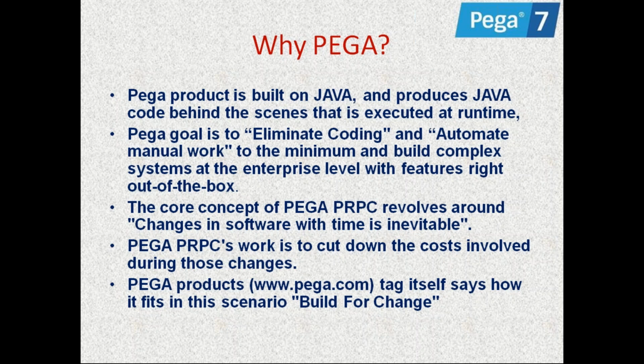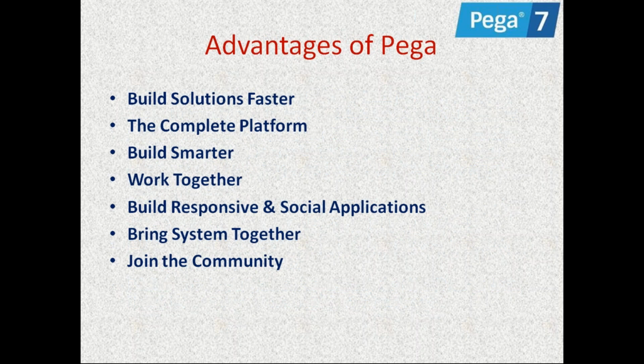Pega is also called a build for change technology. First of all, the Pega caption is build for change. That is the caption for Pega PRPC. And the advantages here are that development time is very less. For example, if you develop the same project in Java, it will take 2 years, but if you do it in Pega, we can complete it within 1 year.